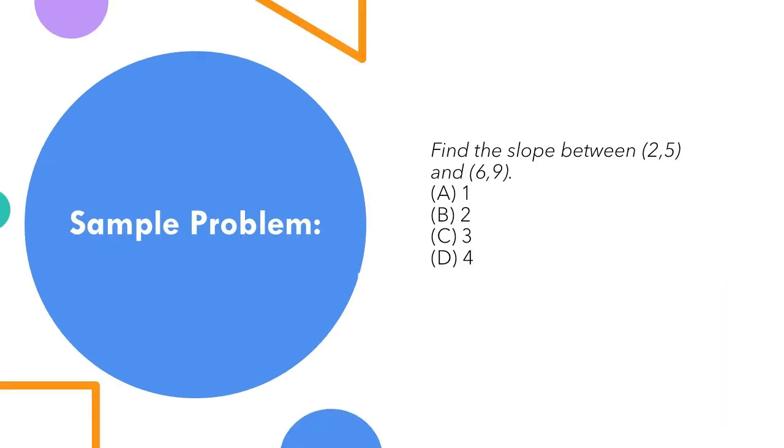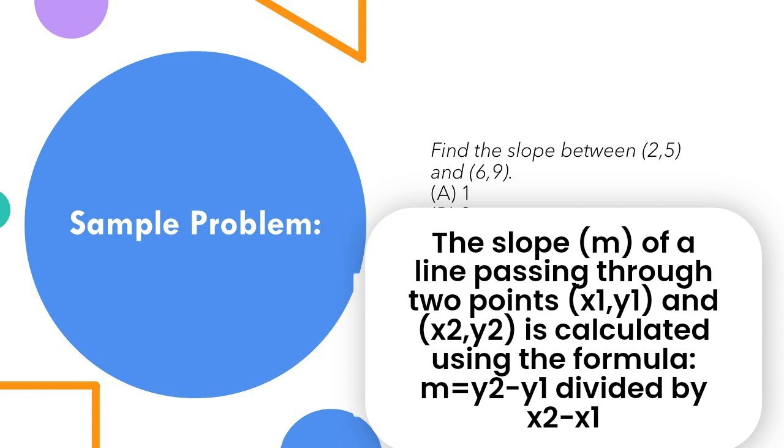Example problem. Find the slope between the points 2, 5 and 6, 9. A. 1, B. 2, C. 3, D. 4. Step 1. Recall the slope formula. The slope, m, of a line passing through 2 points, x1, y1 and x2, y2, is calculated using the formula m equals y2 minus y1 divided by x2 minus x1. This formula represents the rise over run, meaning how much the y value, vertical, changes compared to the x value, horizontal.